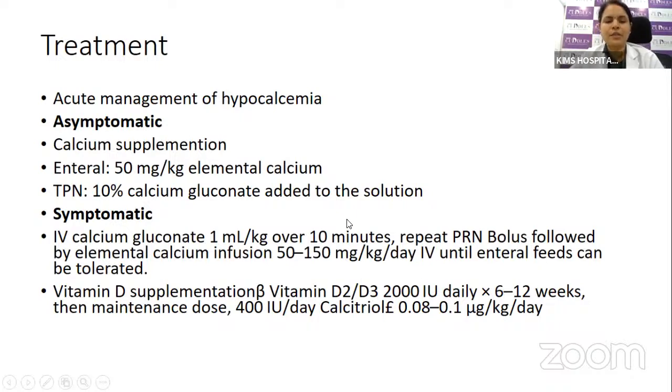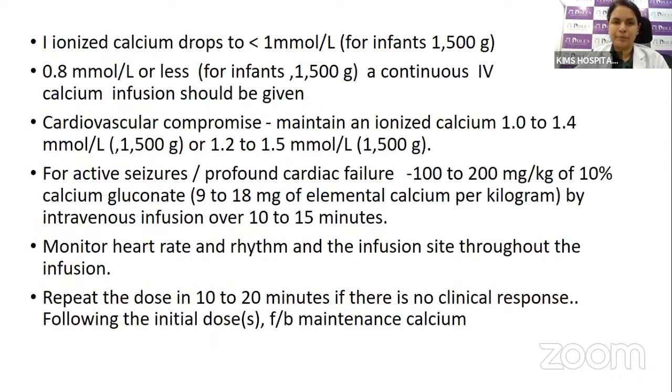So if we are using 10% calcium gluconate for maintenance calcium correction as well, 1 ml of calcium gluconate has 9 milligrams of calcium. So we may have to give around 5 to 8 ml per kg per day of 10% calcium gluconate. In cases of hypovitaminosis D, vitamin D supplementation is begun at the dose of 2000 international units daily for a duration of 6 to 12 weeks, followed by a maintenance dose of 400 international units daily. Alternatively, active vitamin D or calcitriol can be used at 0.08 to 0.1 micrograms per kg per day.